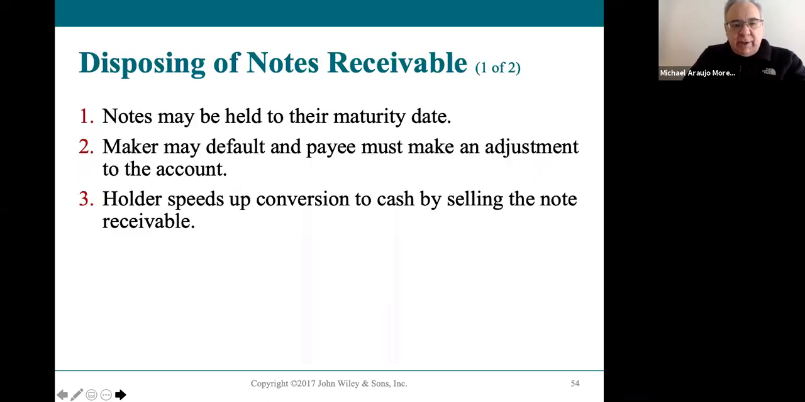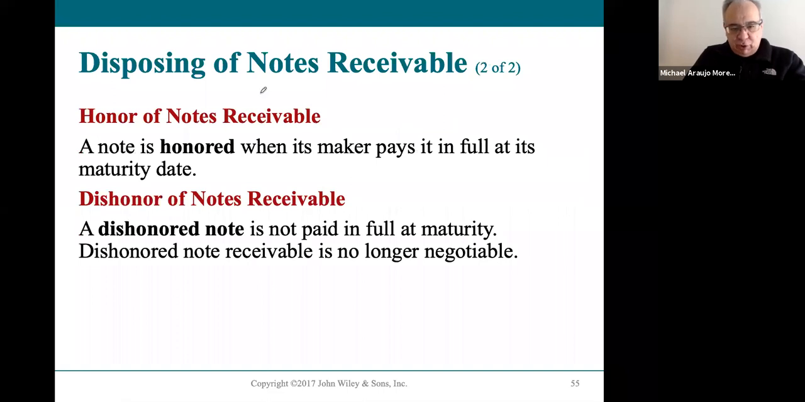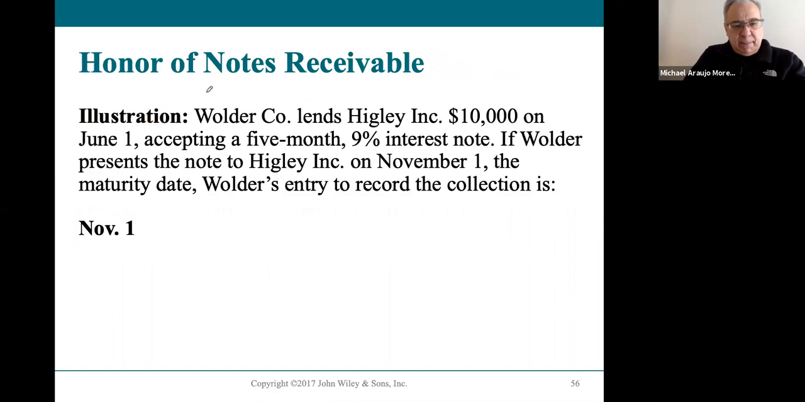So notes receivable, only two things can happen to a note. It's either paid on time, so it's called an honored note, or if the person or company misses the due date, again, if it's not paid in full, then it's called a dishonored note. The dishonored note. So just some terms to know.